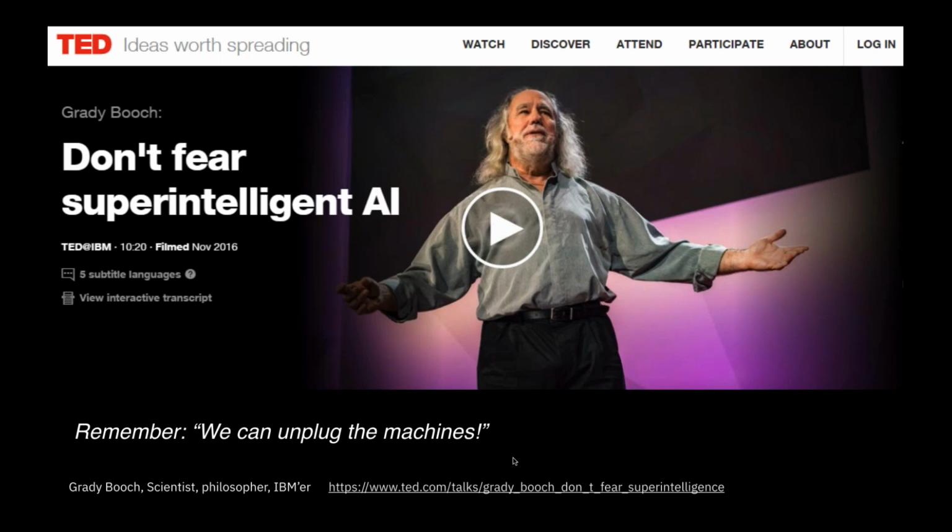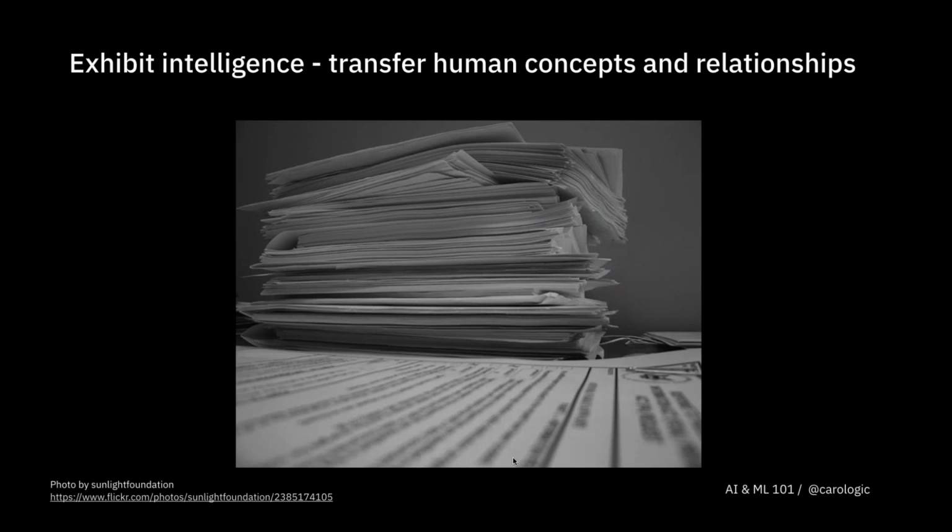And we've seen that happen with chatbots recently and some other incidents where people have decided that, no, this one needs to be turned off. And that is an appropriate response in many cases. So they exhibit intelligence by us transferring the human concepts we have into these systems, by us actually putting the information that we have, reams and reams of data, into the systems.